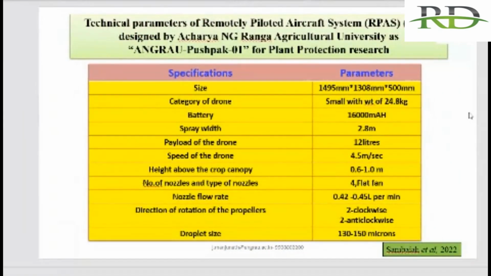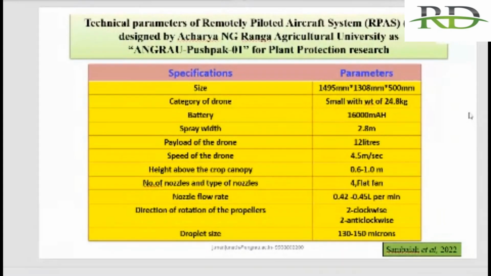This is our technical drone, developed by our university. These are the parameters of the remote piloted aircraft system. We have been training two batches every month from 2021 onwards. We started RPS. This is our Pushpak one, in the small category. The battery we are using, spray width is 2.8 meters, payload is 12 liters, and the speed of the drone is 4.0 meters per second.